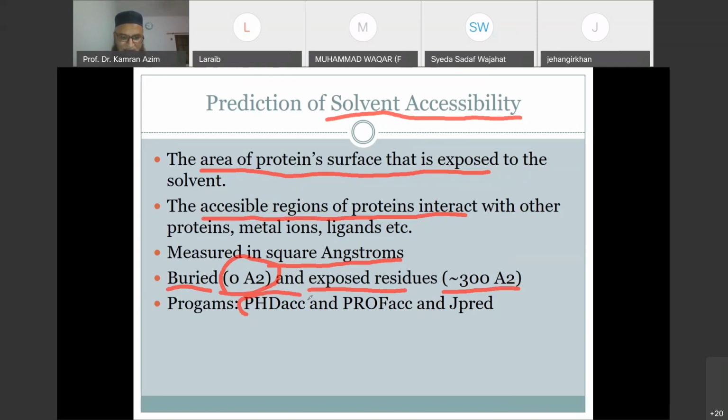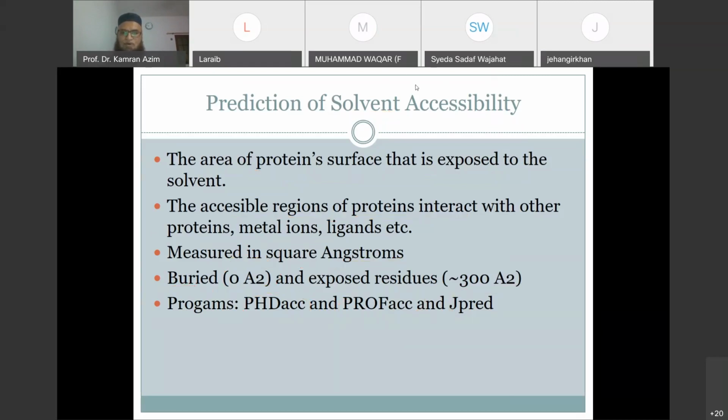The program names are PhD ACC, Prof ACC, and JPRED. These are the 3 programs. There are others as well. I have mentioned, for example, only 3 programs which have been used extensively to predict the solvent accessibility of the protein. Okay. Next.